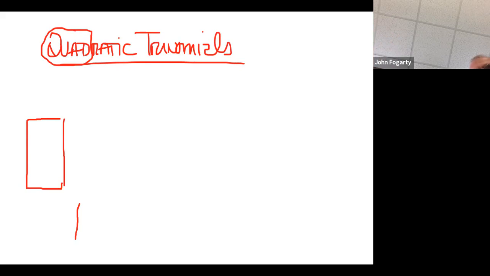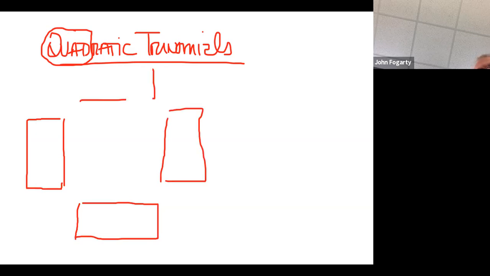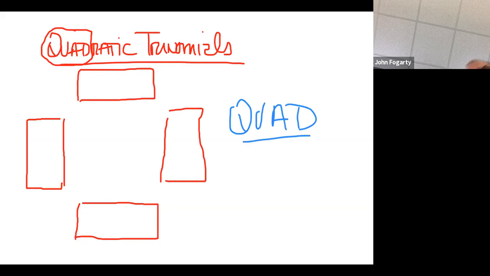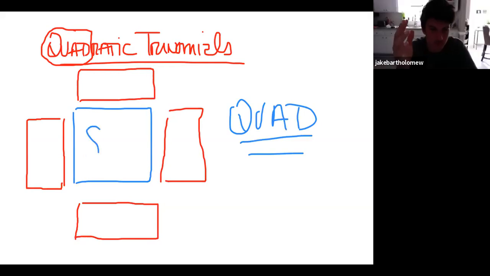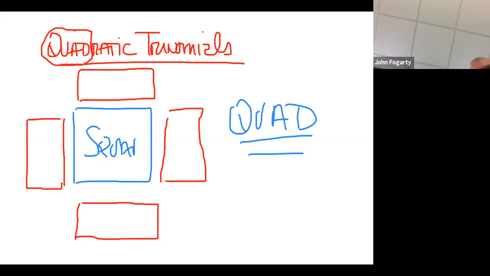Eventually, you'll all go to college someday, and there will be something on your campus that will look like this. You'll have 4 buildings organized in such a way that everybody on campus will call it, hey, let's meet at the quad. What's the quad? The second power. Square. It's a square. Oh, quadratic trinomials.